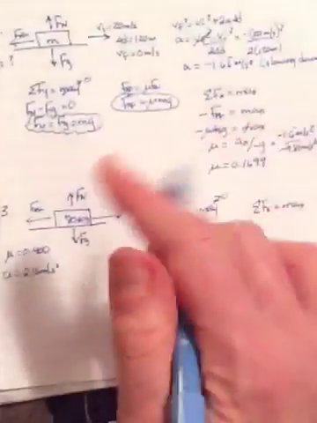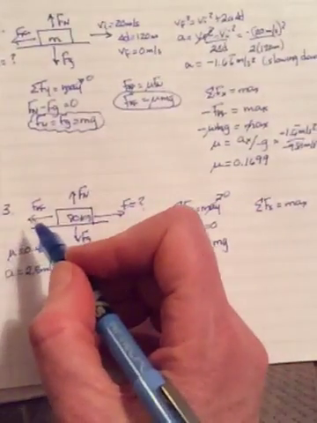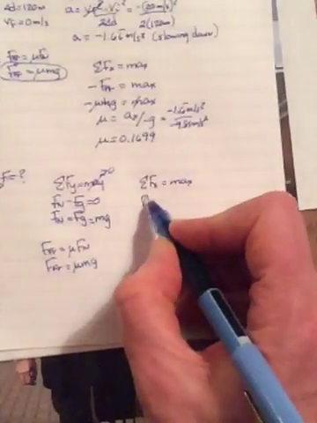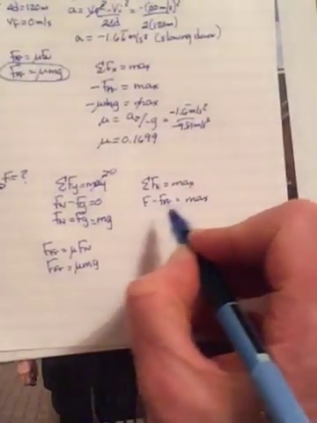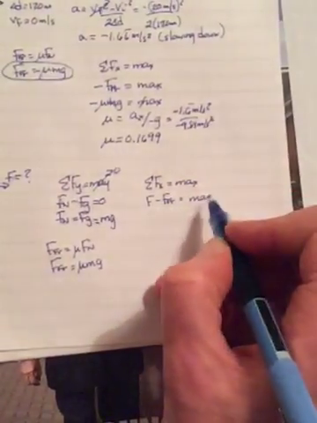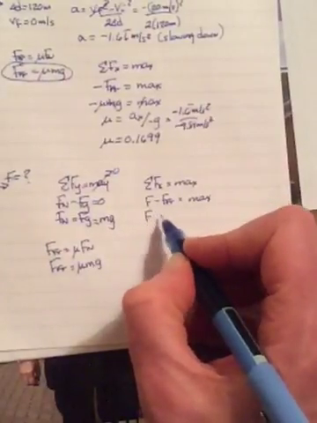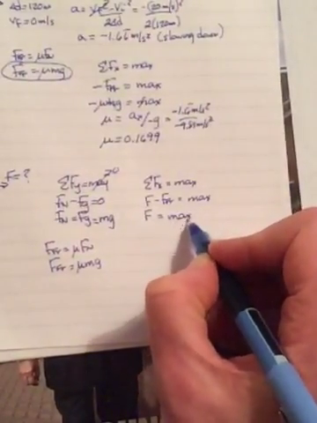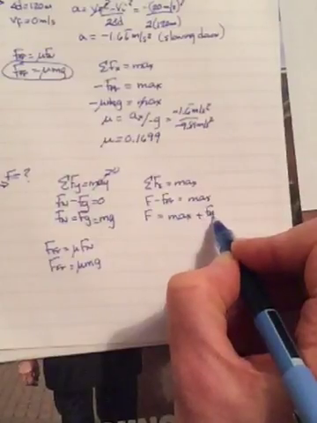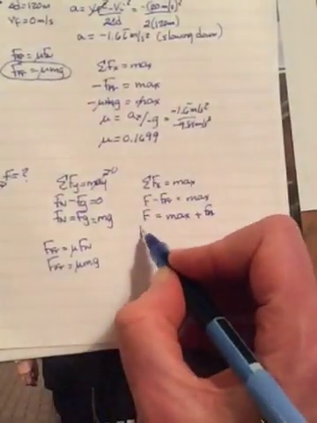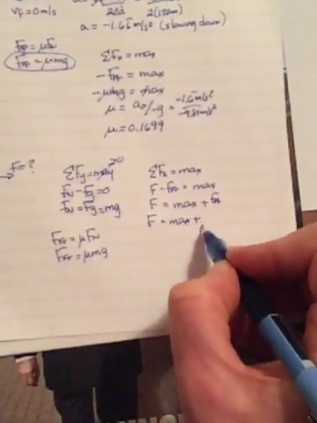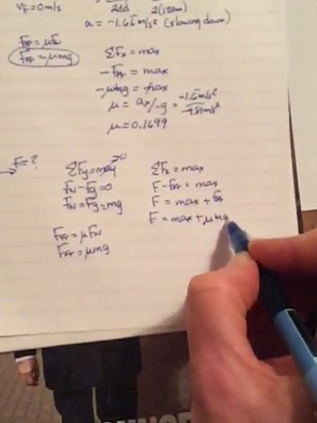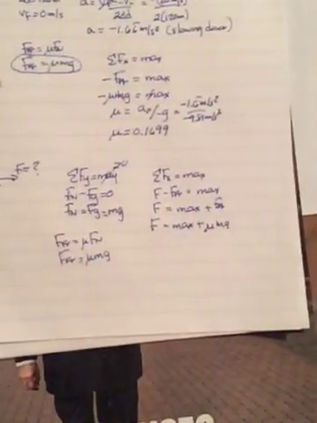Okay, so in the x direction, we have an F going one way, a friction going the other. So it's going to be F minus friction is equal to max. And this time you're solving for this F. So take friction to the other side. So F equals max plus friction. And friction is mu mg. So F is equal to max plus mu mg. And now fill your numbers in.